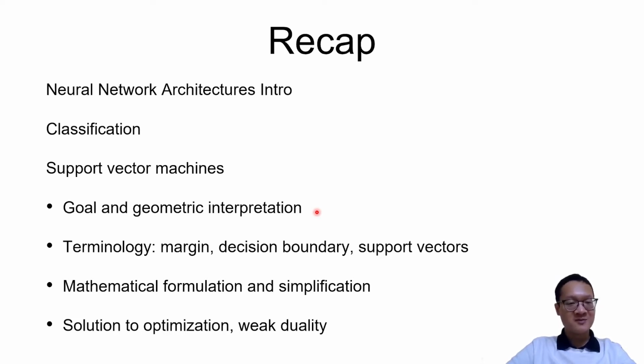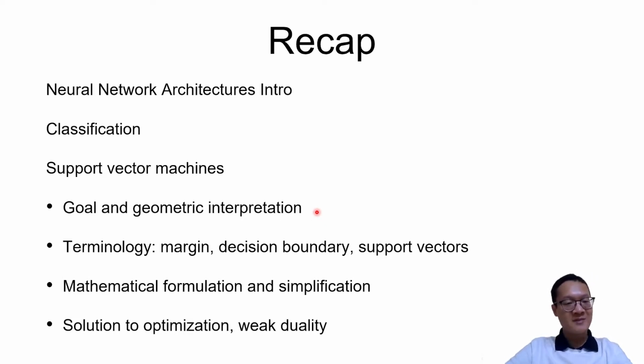We also covered some terminology. So I think the most important ones are margin, decision boundary, and support vectors. So especially this decision boundary. So this term is quite general. It doesn't just apply to SVM. So anytime you have a classification algorithm or classification method, usually we want to find decision boundaries that separate different classes.